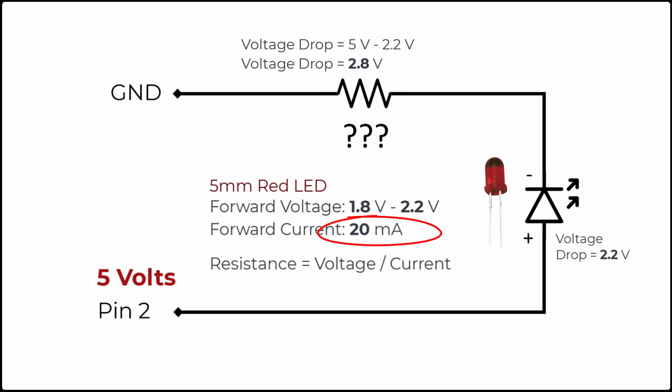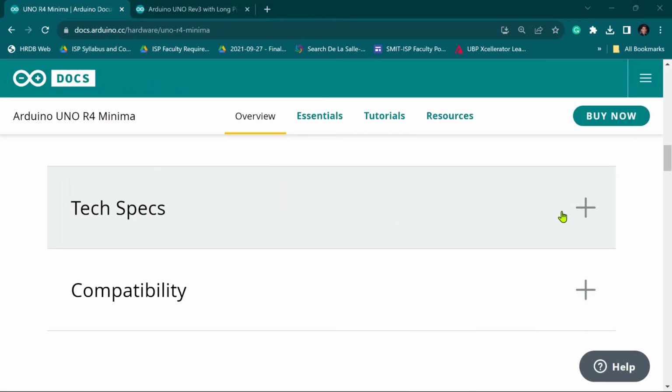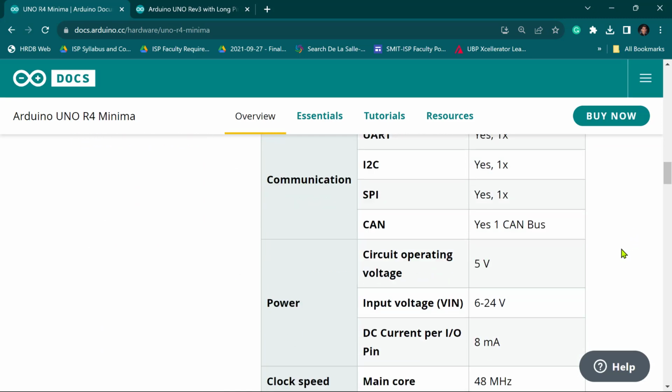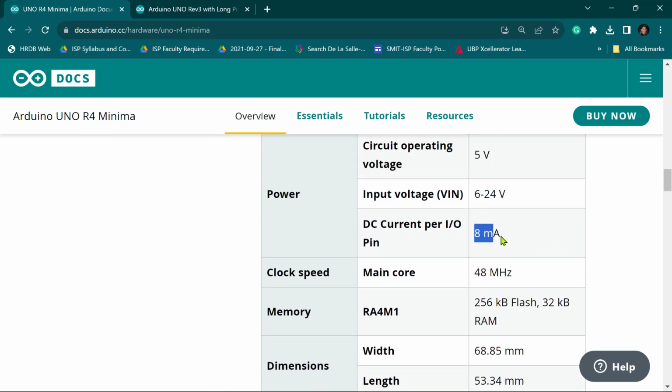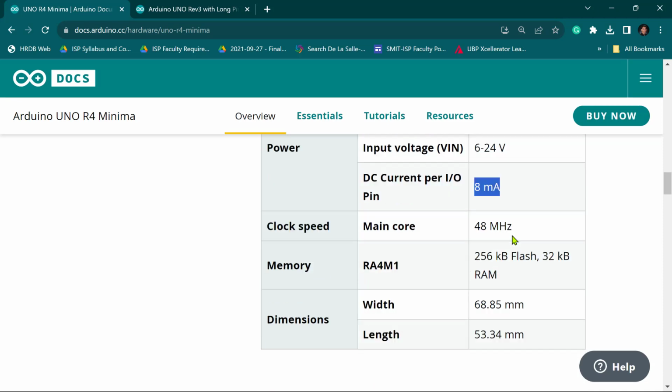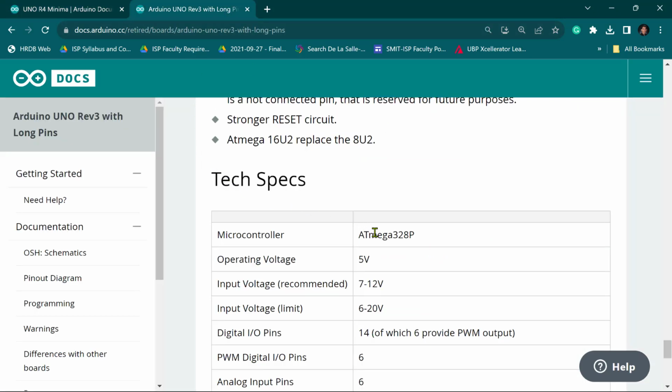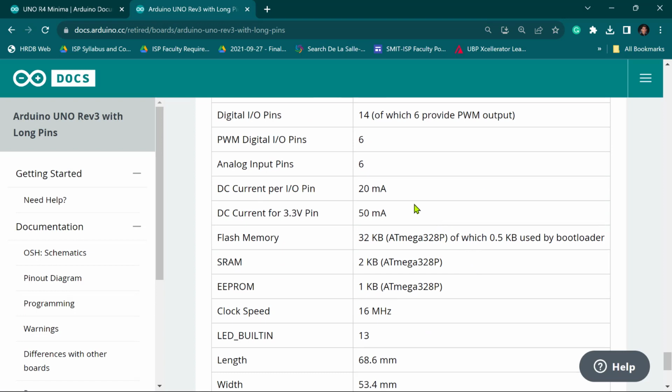Now, here is the catch. According to the technical specs of the new Arduino UNO R4 series, the maximum current draw per GPIO is 8 milliamperes, which is significantly lower than previous versions, and exceeding this limit may damage your pin or board. Note that the older UNO R3 has a maximum current rating of 40 milliamperes, or 20 milliamperes continuous current. So it means we cannot use the 20 milliampere current rating for computing the appropriate resistor value when using the UNO R4 Minima.